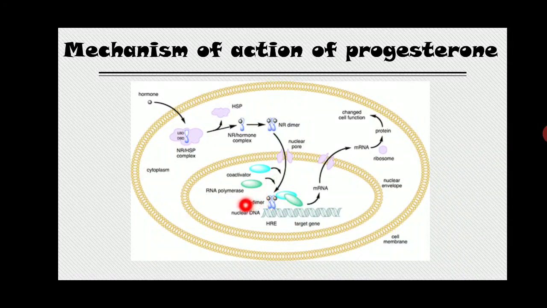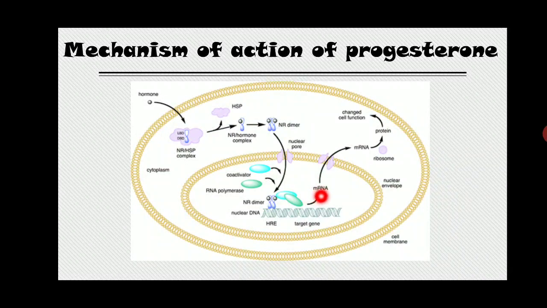Inside the nucleus, this hormone receptor complex will bind with the hormone responsive element. This is HRE, which stands for hormone responsive element. This element is present over the DNA. So it is basically the element of the DNA for the transcription portion. Once the hormone receptor complex binds with the hormone responsive element over the DNA, it makes an appropriate mRNA.